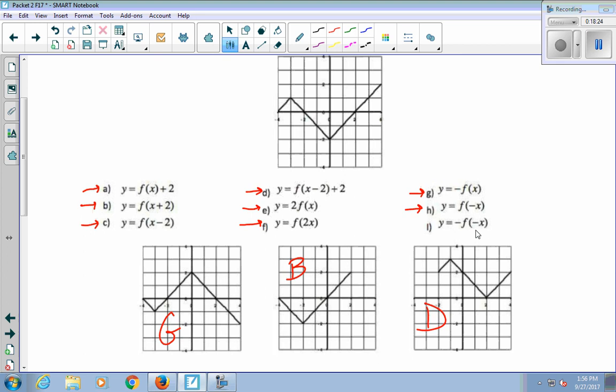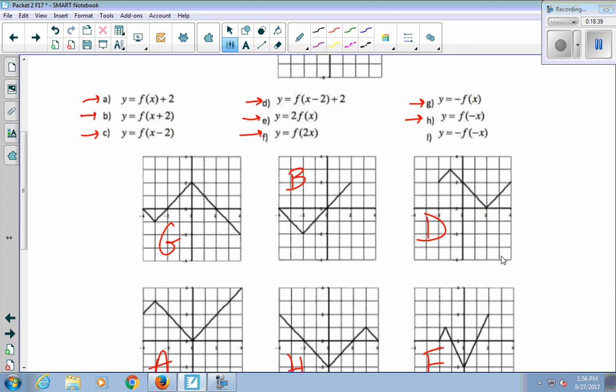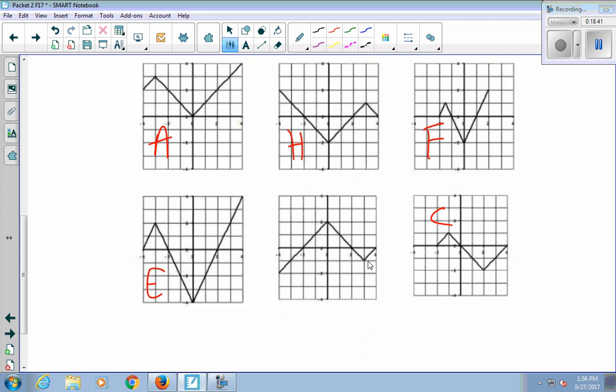All right, and then I have both, a reflection over y and a reflection over x. So this point right here is going to reflect over x to here, and then it's going to reflect over y and land right here. So you're going to have that low point right there. And that's this one, I.